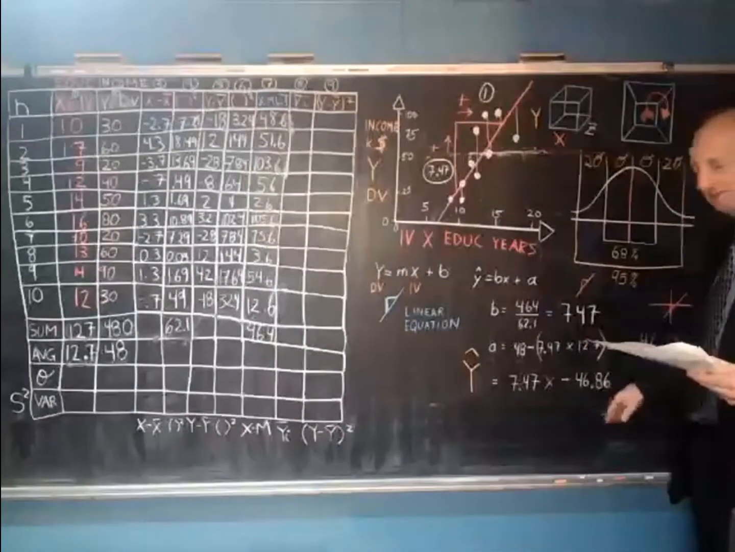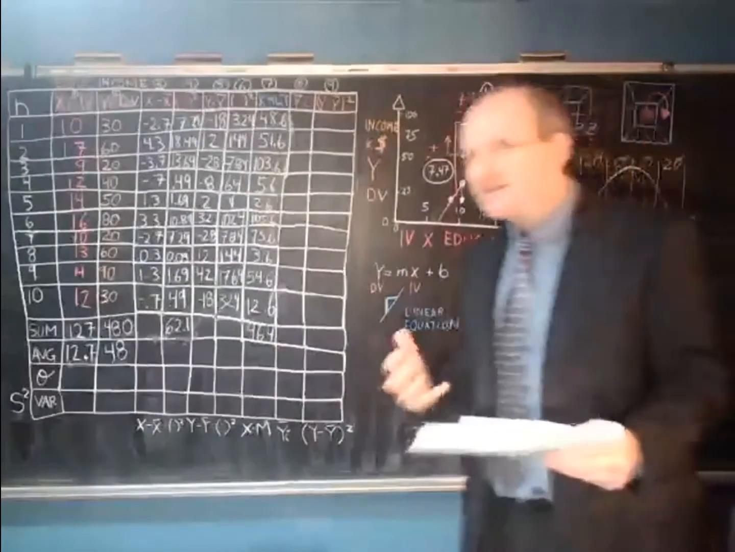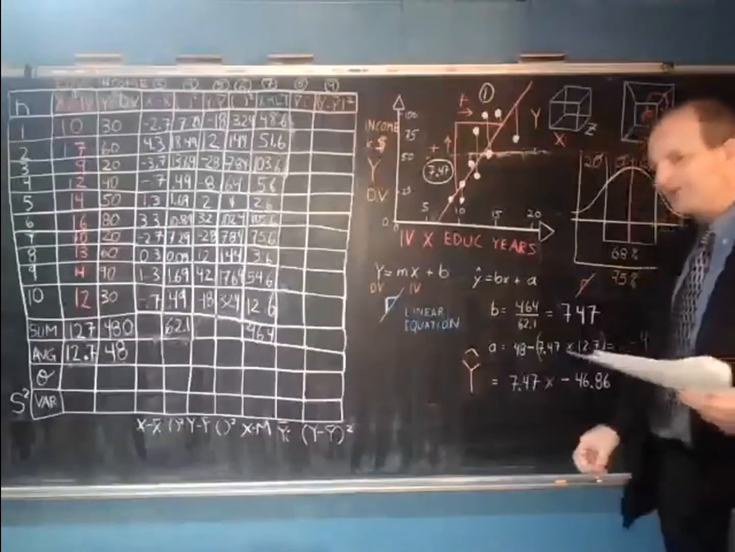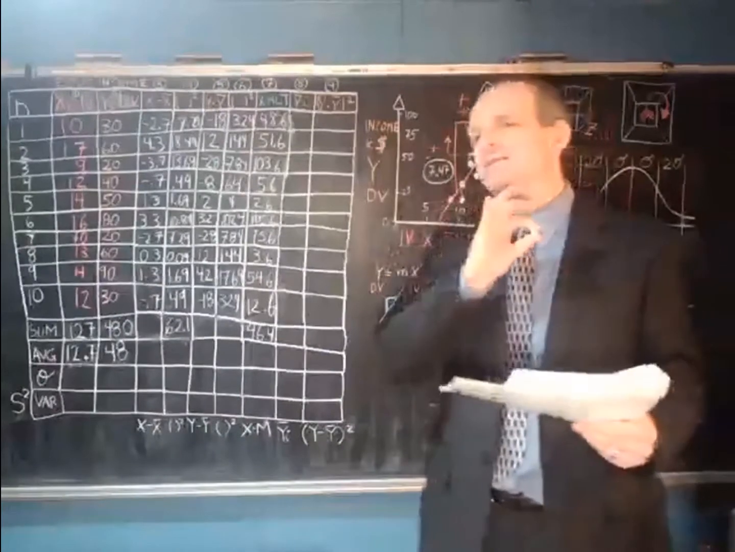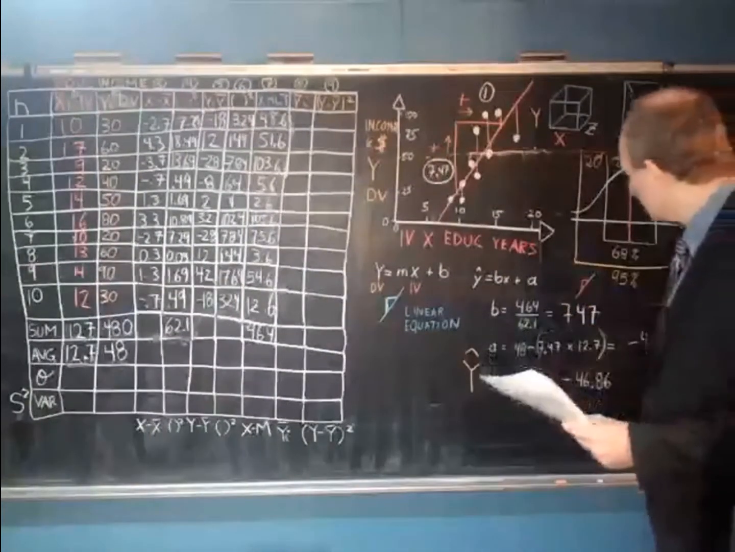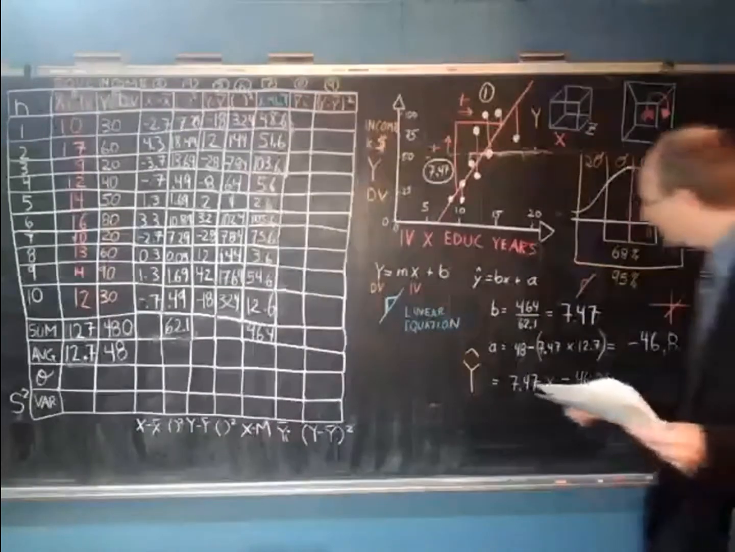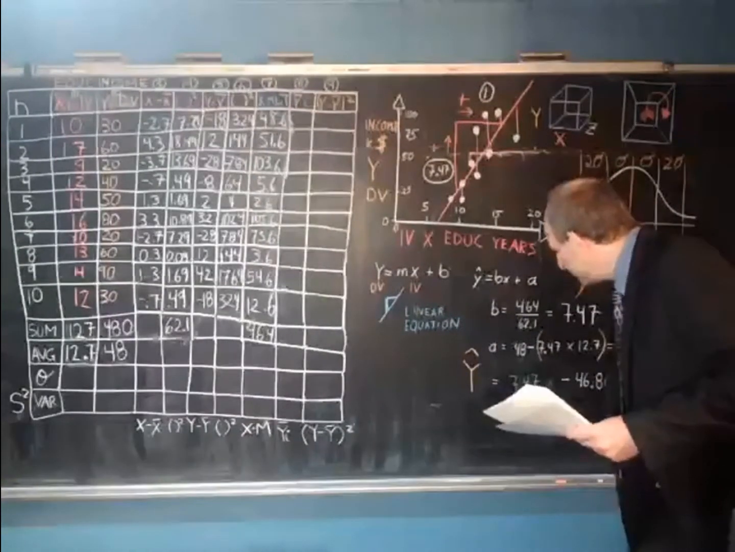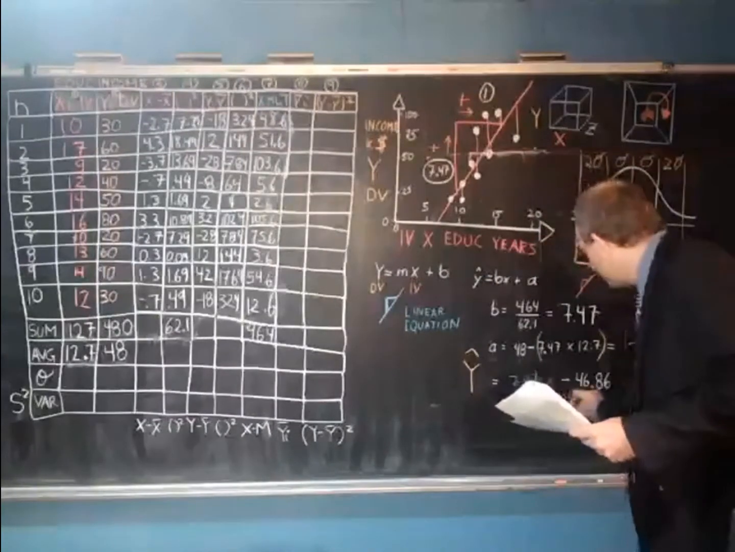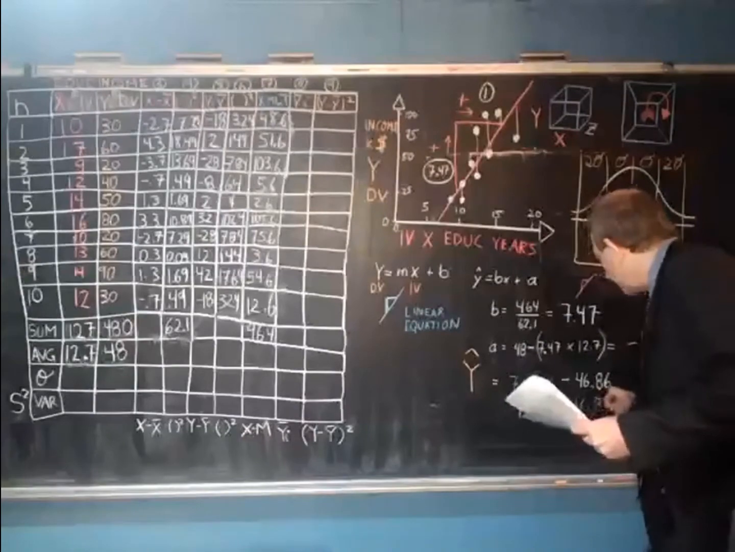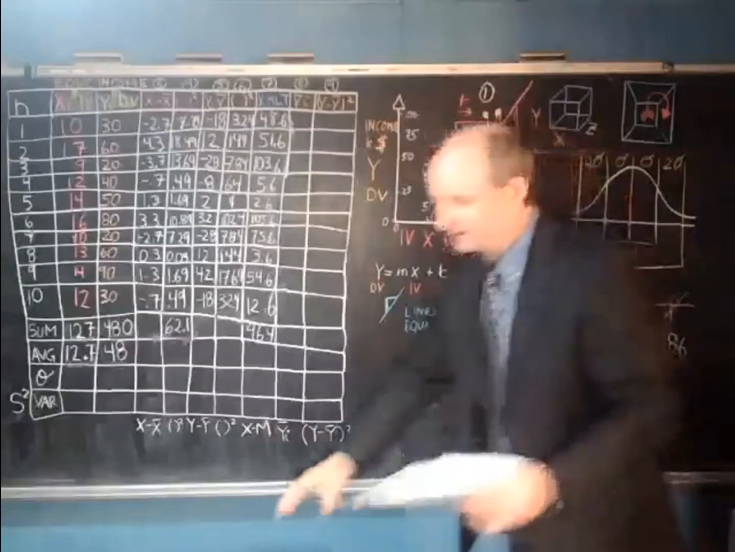Right? So let's make a prediction. Let's do a very simple one first. Let's imagine you're in school for 10 years. So 10 years is x, right? That's the independent variable. So 7.47 times 10 is going to be 74.7 minus 46.86 is equal to y hat. Y hat is how much money we're going to make. So we just take a calculator and work that out.